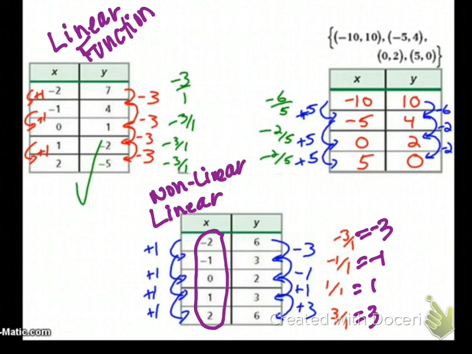And let's take a look at the last one. We see that we have a rate of change of negative 6 over 5, negative 2 over 5, negative 2 over 5. Since there is not a constant rate of change, this again is a non-linear function. Still a function, each x has only one y, but it is non-linear.